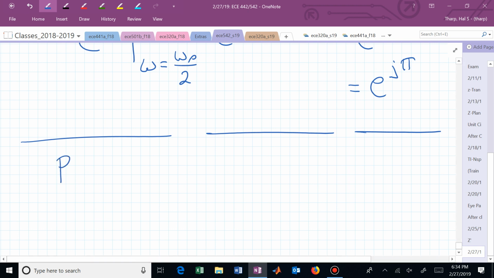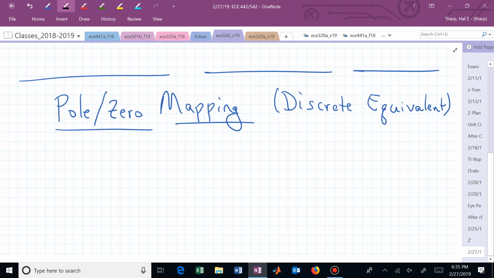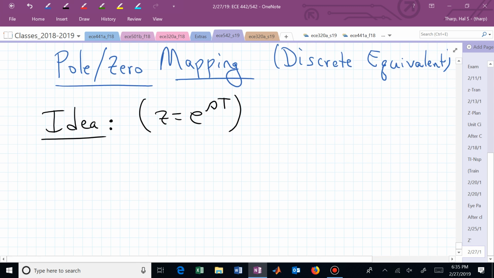Let's look at the second one, since I know you want to be looking at homework over the next little bit. Let's look at pole zero mapping, which is on the homework and on the second exam. And this is a pole zero mapping discrete equivalent. Let me try to give us the idea. The idea is that we use this relationship between s and z to give us another way of mapping from points in the s plane to points in the z plane.